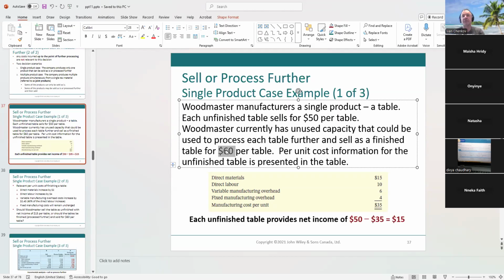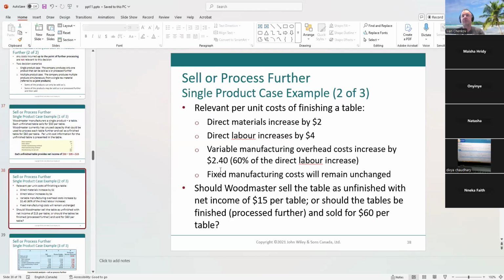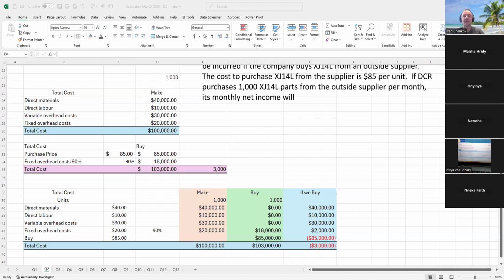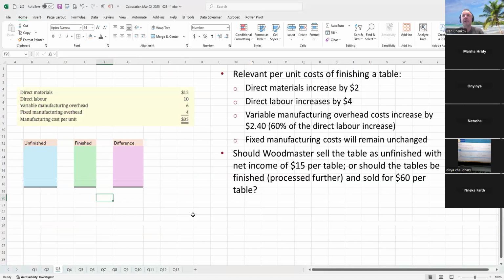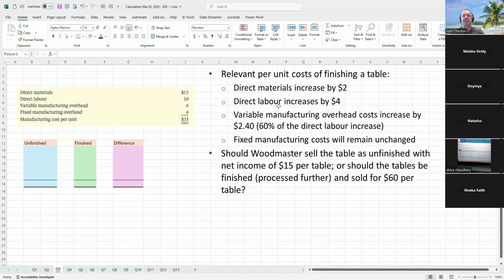$10. So now we have to see if this cost is more than 10 or less than 10. Let's go to Excel spreadsheet and see what we have to do there. Let's go to question 3 on the worksheet on the bottom. And we're going to have the questions sitting right here.